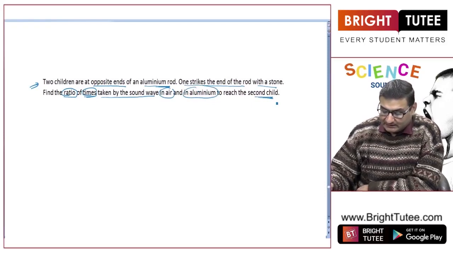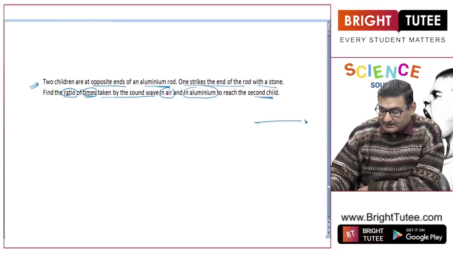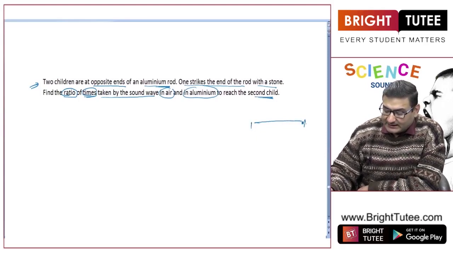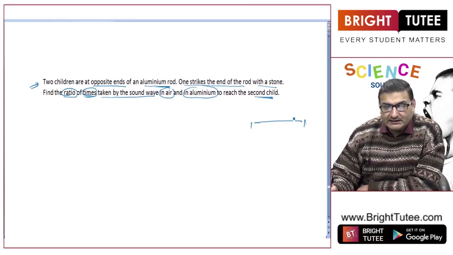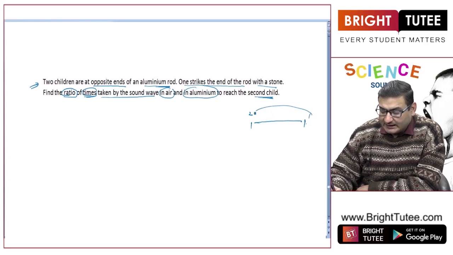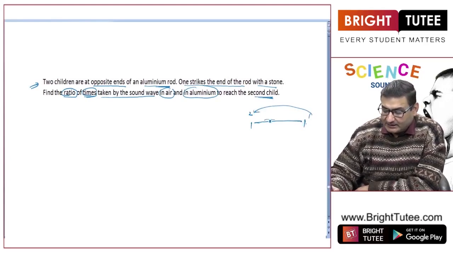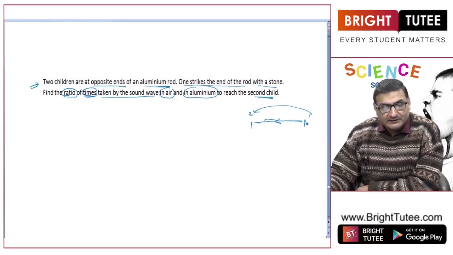Please try to relate. Let us take an aluminium rod. One child is at one end, another child is at the second end. Now, the first child hits the aluminium rod with a stone. We are required to calculate how much time this sound will take to reach the second child in air, how much time it will take to reach the second child through this aluminium rod, and what is the ratio of these two times? Have you understood the question?